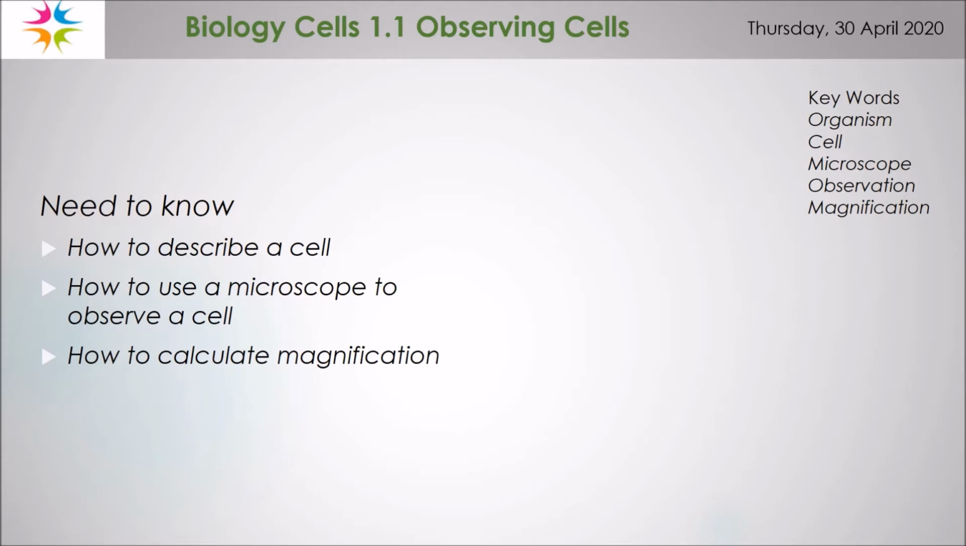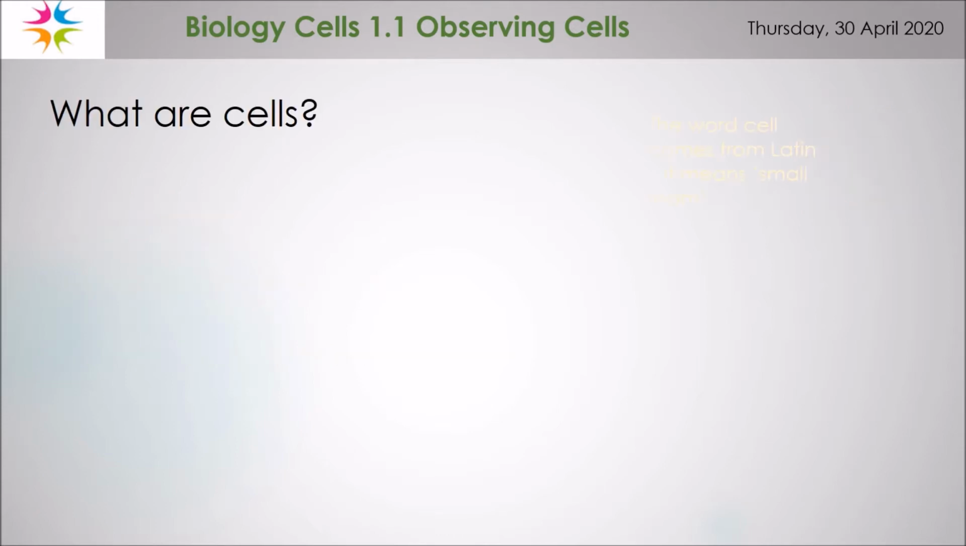There's some key words for this lesson on the top right hand side. We need to know what an organism is, a cell, a microscope, how to observe, and how to calculate magnification.